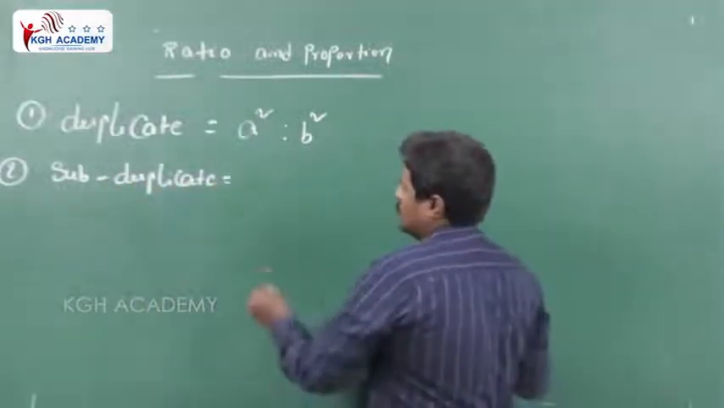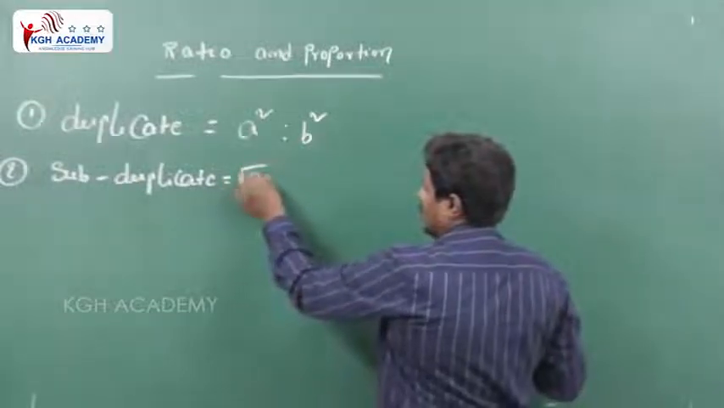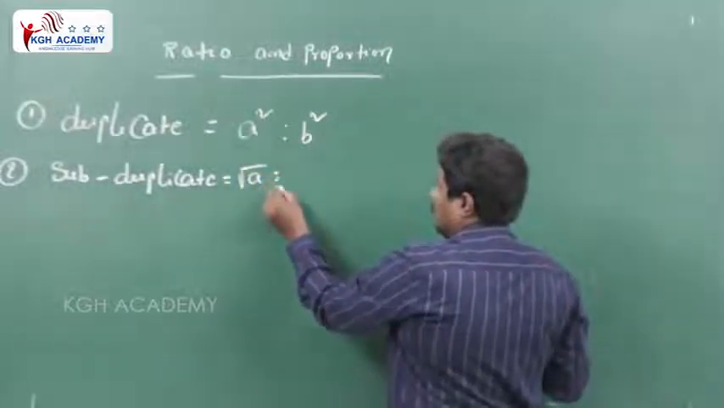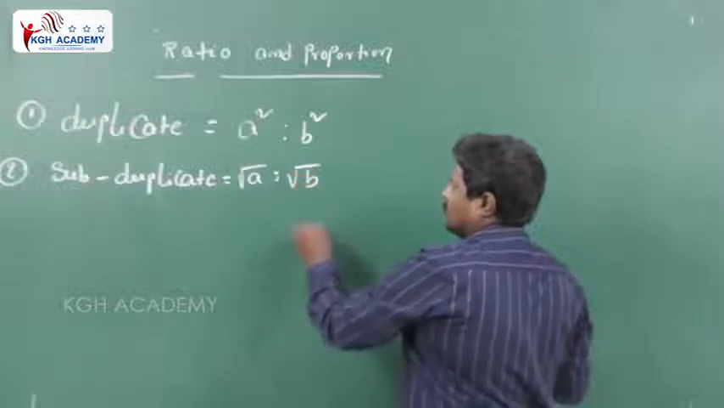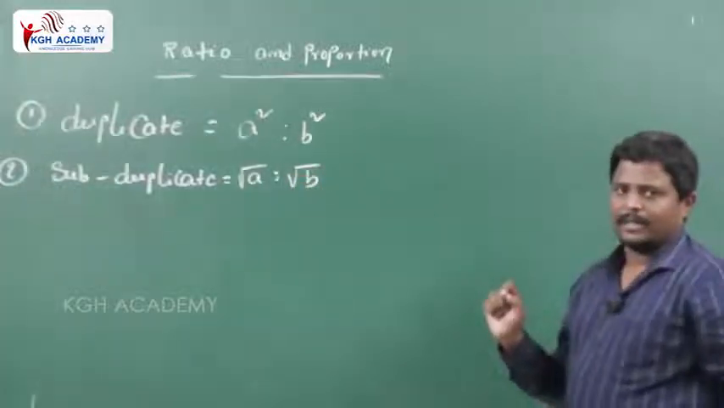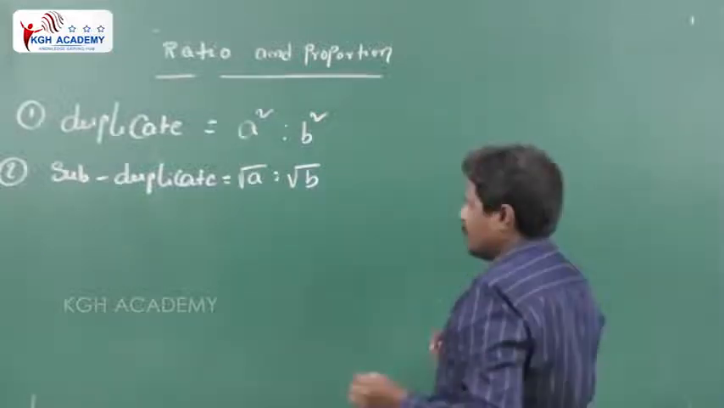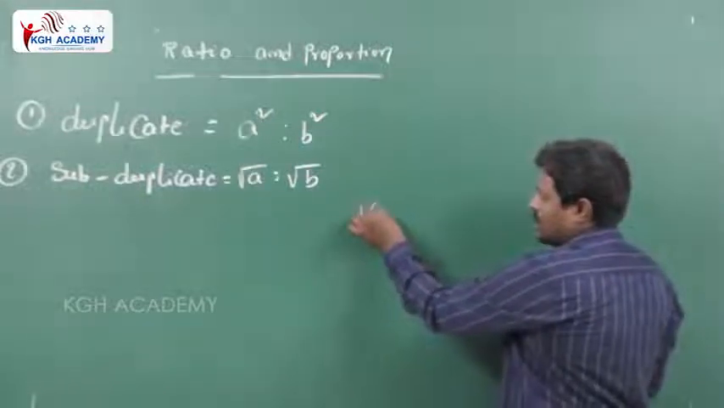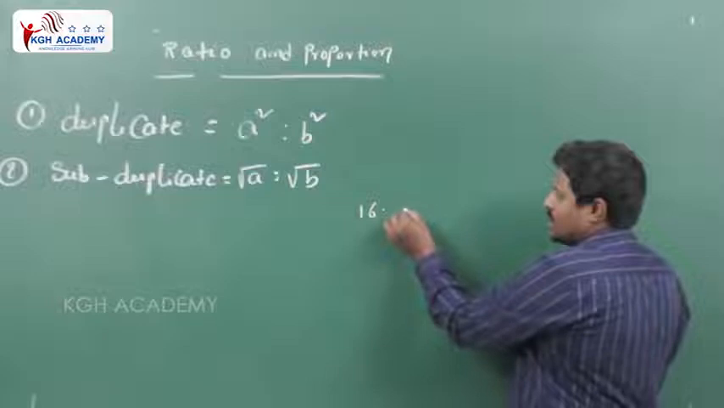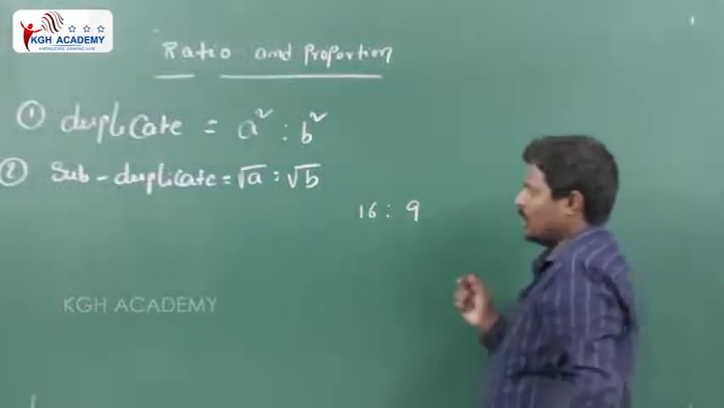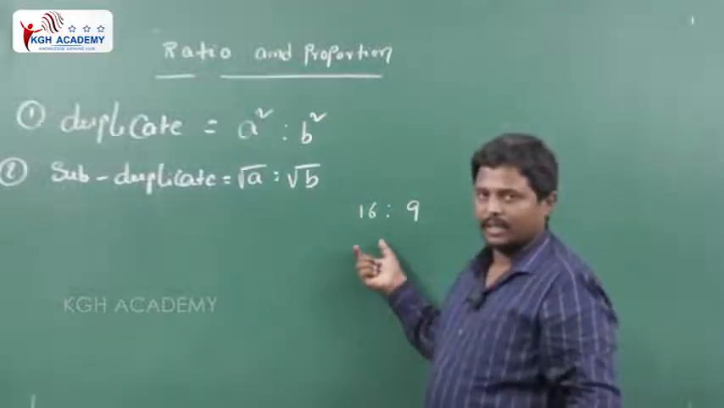Subduplicate ratio, the formula is root a is to root b. Let us suppose, what is the subduplicate ratio of 16:9?